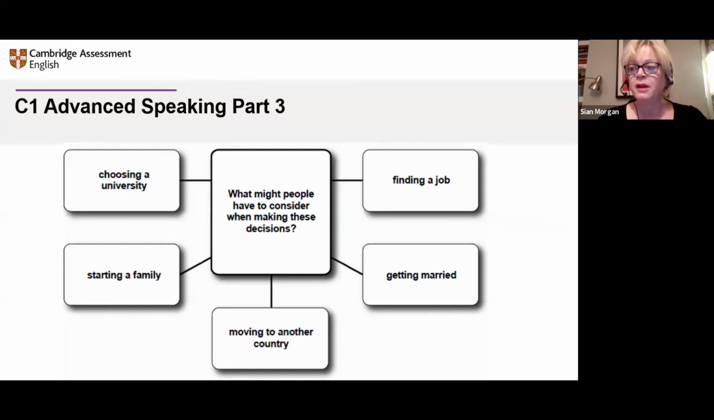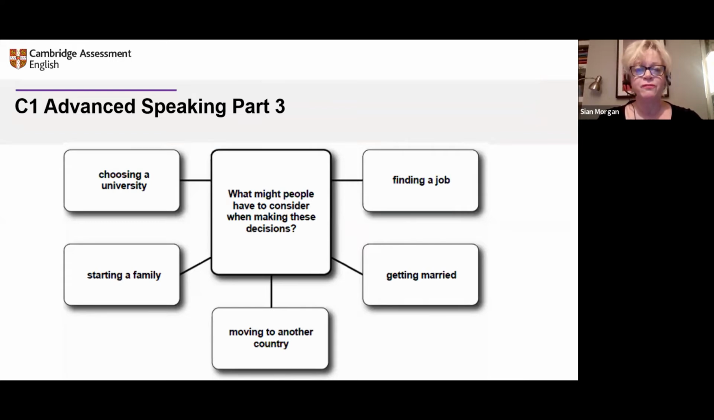They're given a visual which acts as a prompt for discussion. And here they have a mind map with different life decisions, and they have to discuss the question in the center. Notice that the mind map is written, so they've got a written prompt, and that actually increases the difficulty of the task for learners at this higher level. So the prompt is in the middle. What might people have to consider when making these decisions? And then you've got the different suggestions in the spider graph. So choosing a university, starting a family, that's probably hypothetical for many of them, moving to another country, getting married and finding a job.